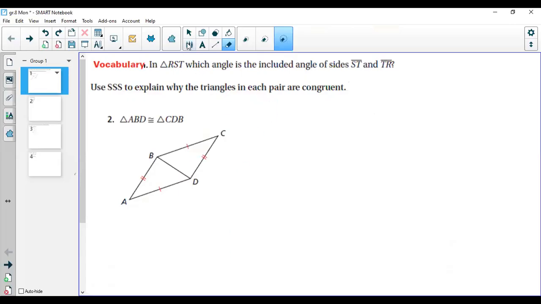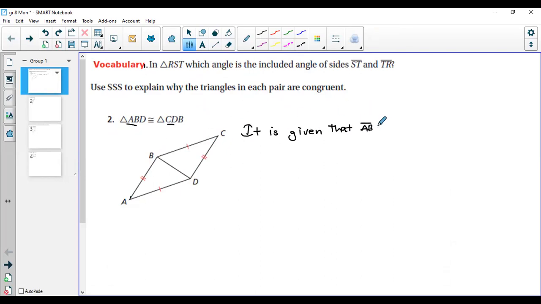That's all. Let's try out a question or two and check whether we could do this. Leave that question aside; I will start from question number 2. Use SSS to explain why the triangles in each pair are congruent. So we have to start by saying it is given. As I told you, those sentences are going to be the same for all. It is given that, start from any one side of the triangle. So let me start with AB. Which is the congruent side of AB in the other triangle? It is going to be CD. If you're not sure, you can use this: AB segment is congruent to CD segment.